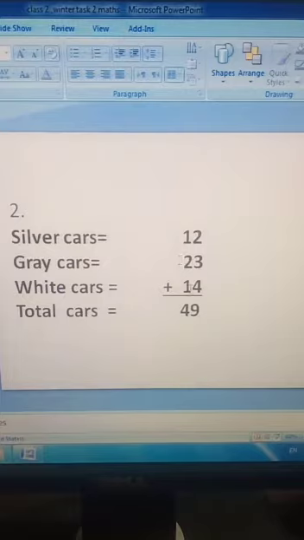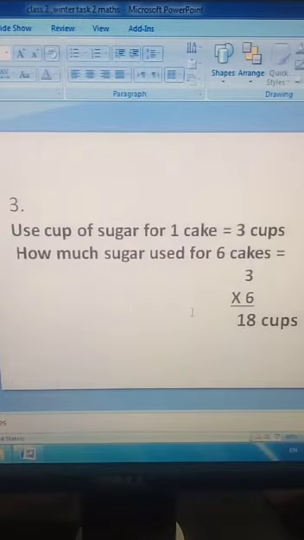In a parking lot, how many cars are there altogether? So we will find out the total number of cars. 4 plus 3, 7. 7 plus 2, 9. So here we will write down 9. Then 1 plus 2, 3. 3 plus 1, 4. This is 49. So there are a total of 49 cars.